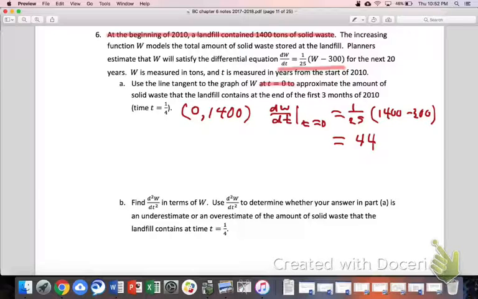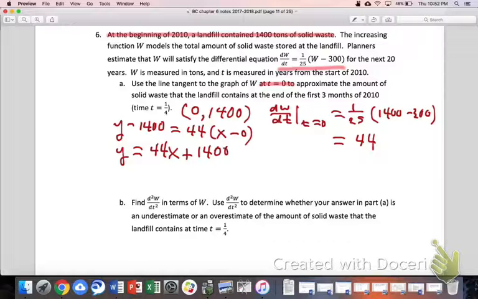So for the equation of my tangent line, I could do maybe like a point slope idea here. We could even use y's and x's. We could use w's and t's, I suppose, but I think I'm going to go with y's and x's, knowing that y is an approximation for w and x stands for t. So I'm going to say y minus 1,400 equals 44 times x minus 0. And of course I could clean that up a little bit if I wanted to put it into slope-intercept form. It would be y equals 44x plus 1,400.